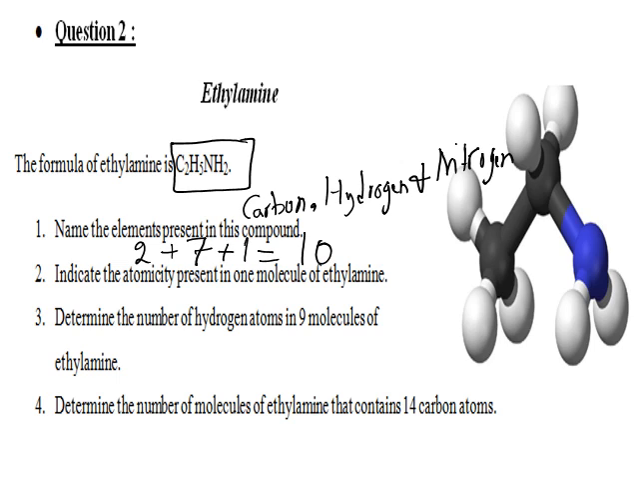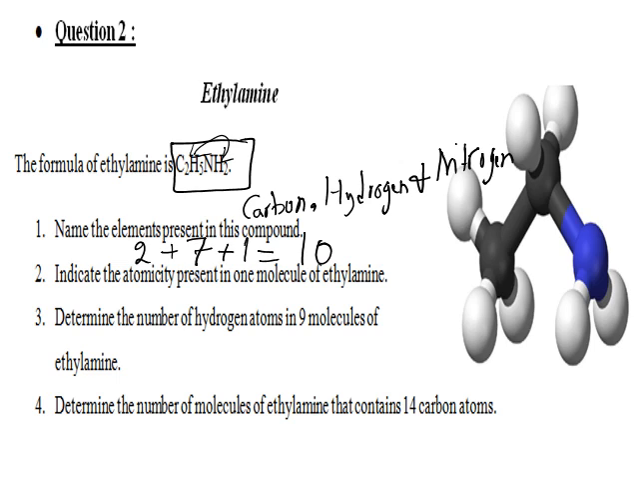This is the atomicity of ethylamine. Determine the number of hydrogen in 9 molecules of ethylamine. So, number of hydrogen in one molecule. How many hydrogen do we have? Here we have 5, and here we have 2.